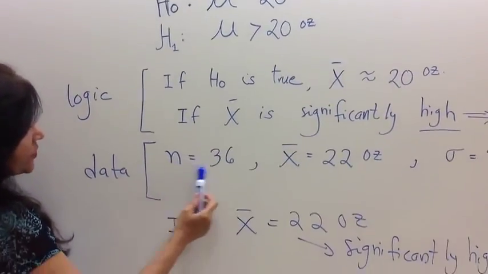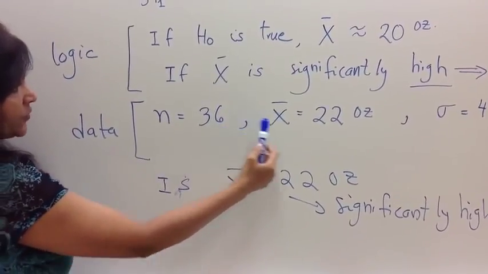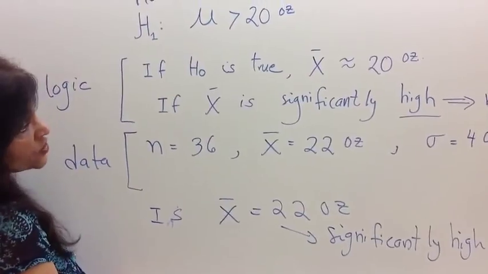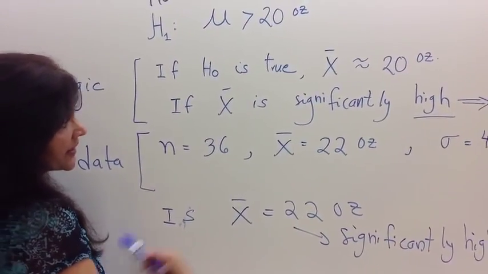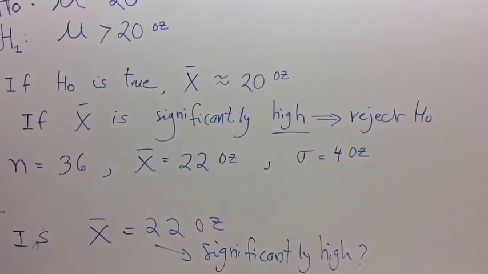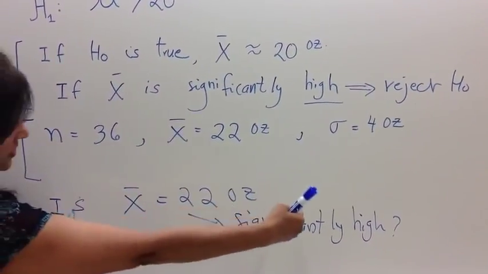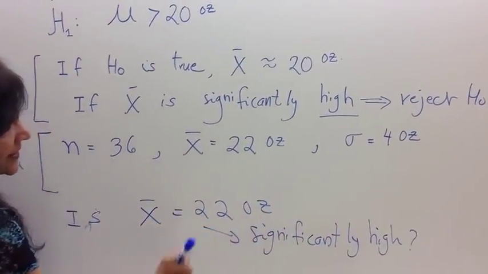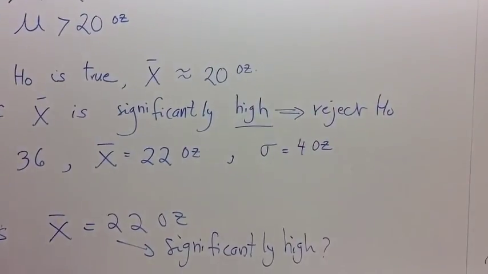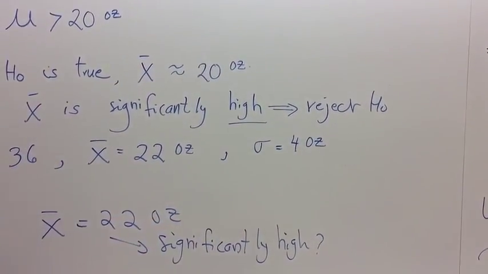Let us suppose that we took a random sample of 36 products and we calculate the sample mean. And let's suppose that the sample mean is 22 ounces. Let us also suppose that we know that the standard deviation is 4 ounces. We remember standard deviation is a measure of variability. Not all products will have the same weight. So sigma is the population standard deviation. In this problem, it is known to be 4 ounces.